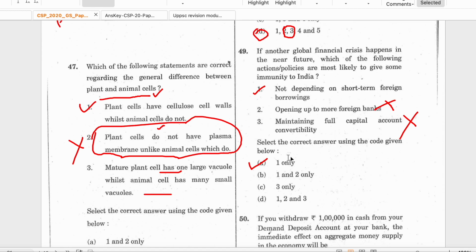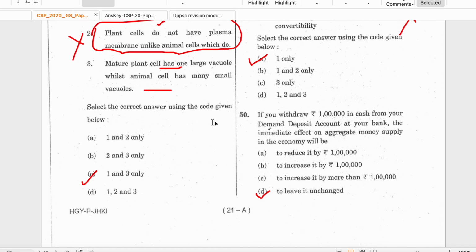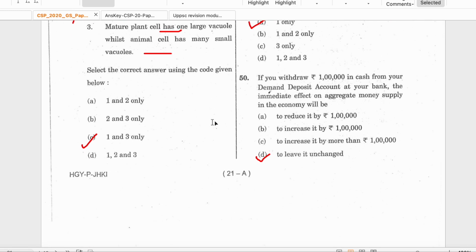So this was the logic which you have to think. And full capital account convertibility was not done precisely because it will make India more vulnerable. So be logical and you will get the answer. Question number 50. 99% of the students made it wrong.